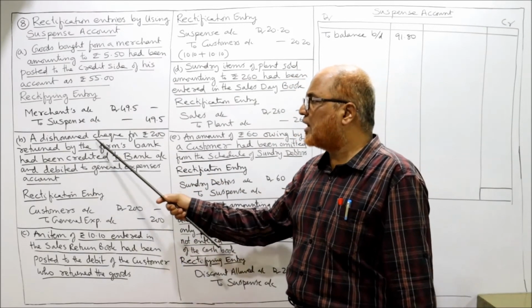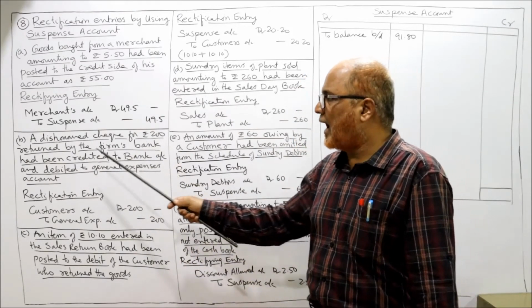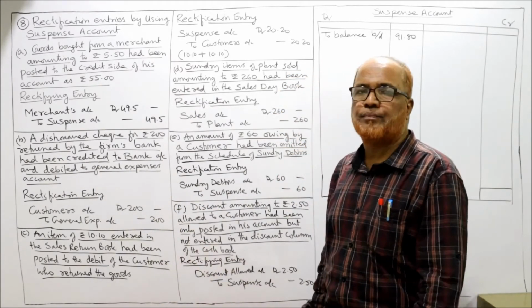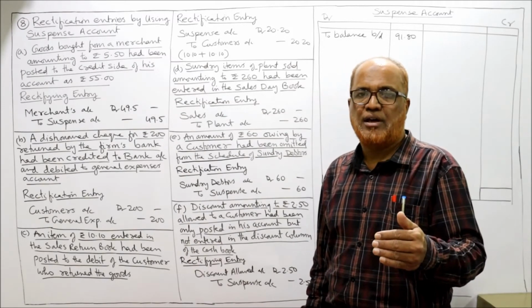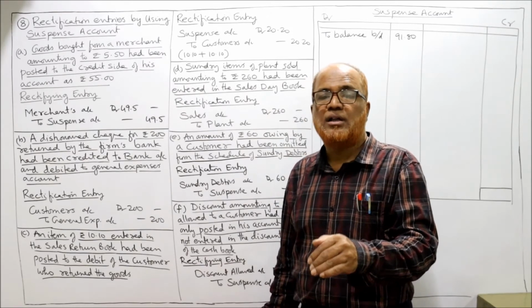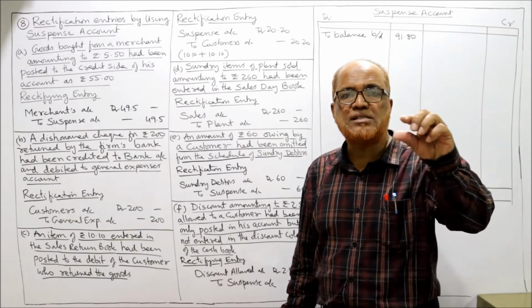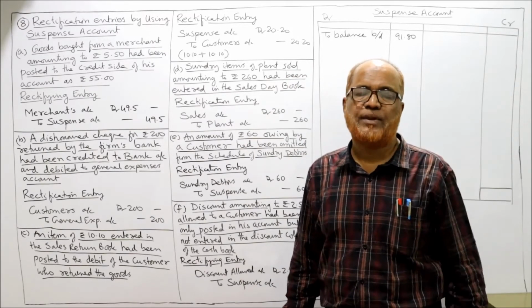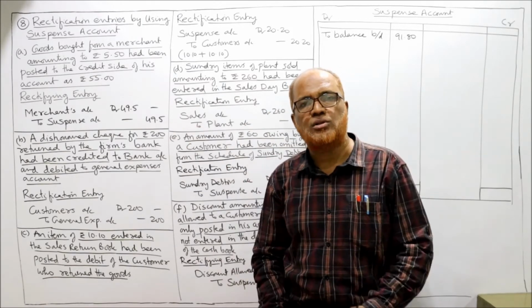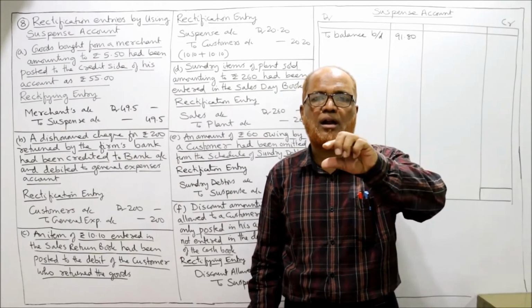Second, a dishonored check for rupees 200 returned by the firm's bank has been credited to bank account and debited to general expenses account. Actually, one customer has given a check and we have deposited the check with the bank. But the banker has informed that the check is dishonored. The dishonored entry will be customer's account debit to bank account. Actually, when we receive the check from the customer, we have passed the entry bank account debit to customer account.